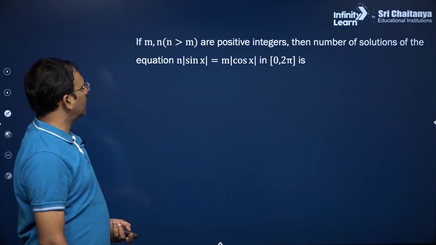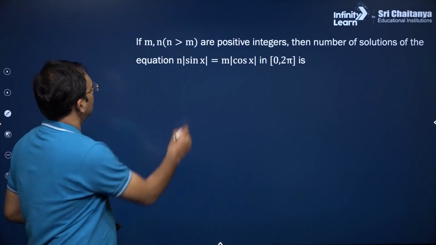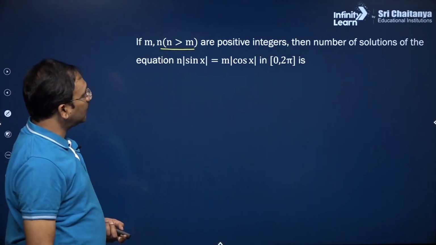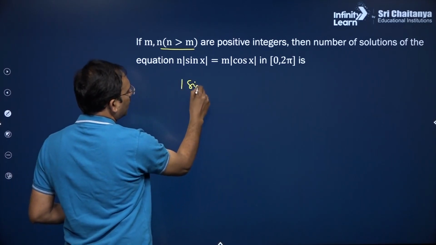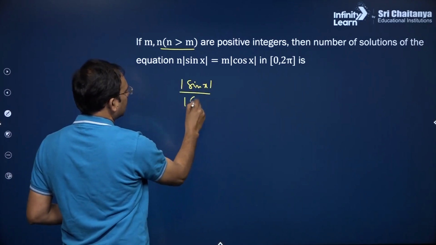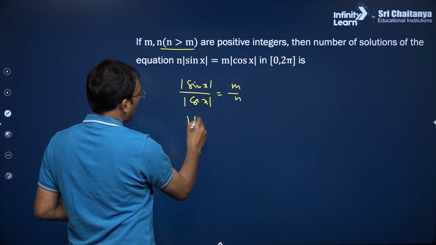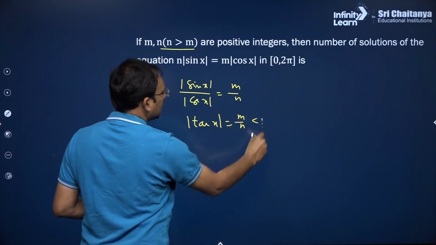Okay. Next, my dear friends, you see m greater than n. Here m, n are positive integers and m is greater than n. Then the number of solutions of this in 0 to 2 pi. Arey yaar, why can't we write mod sin x by mod cos x is equal to m by n, which is mod tan x is equal to m by n. m by n is less than 1.